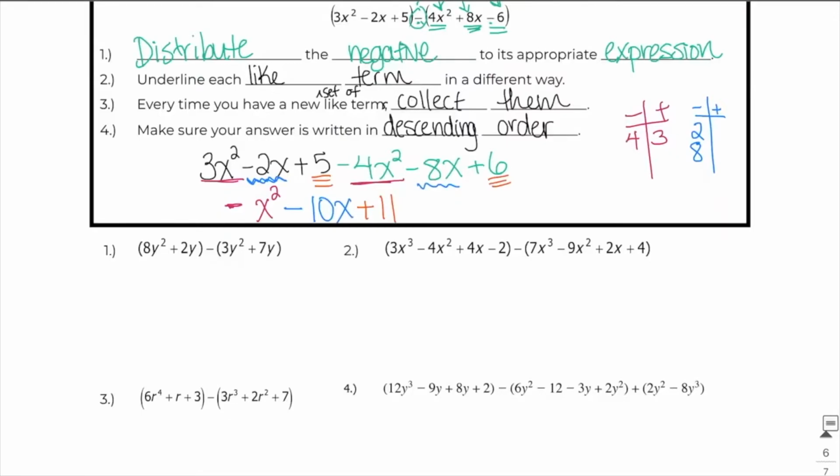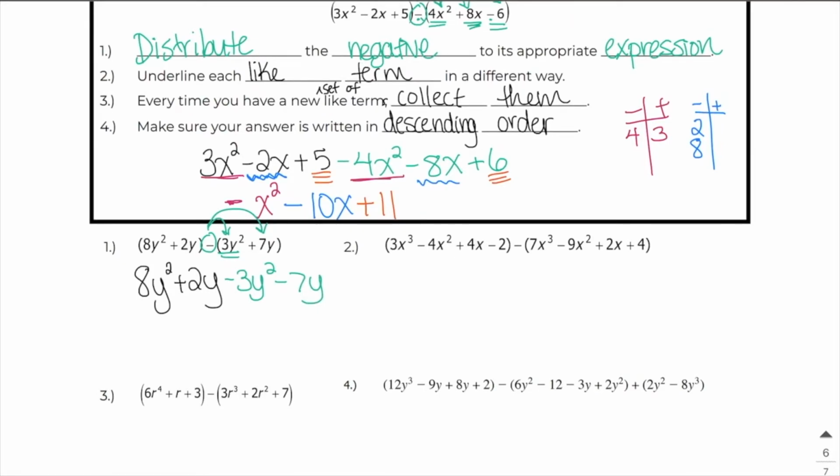All right, let's go ahead and do this in our first example. The first thing we want to do here is to distribute the negative to its appropriate expression. Right here, I've got 8y squared plus 2y. I just keep that the same. Then I'm going to distribute this negative through to the 3y squared and the 7y. So the positive 3y squared becomes a negative 3y squared, and the positive 7y becomes negative 7y.